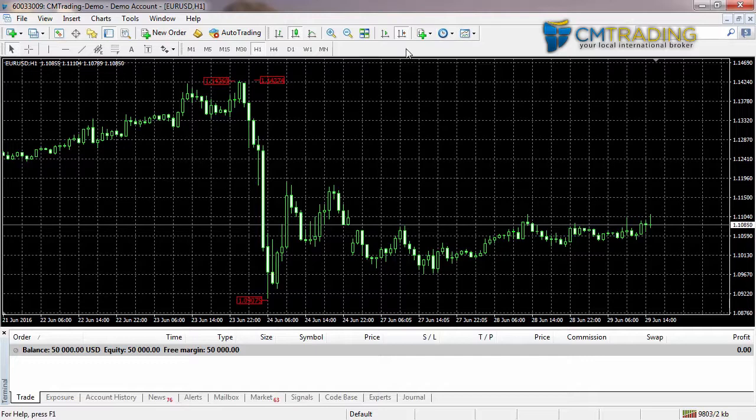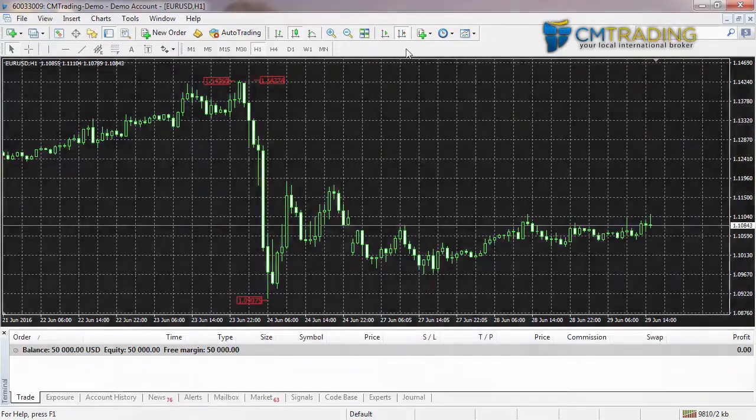In the upcoming videos, we're going to start editing the chart, looking deep into the chart properties, and making it look ready for us to start trading.